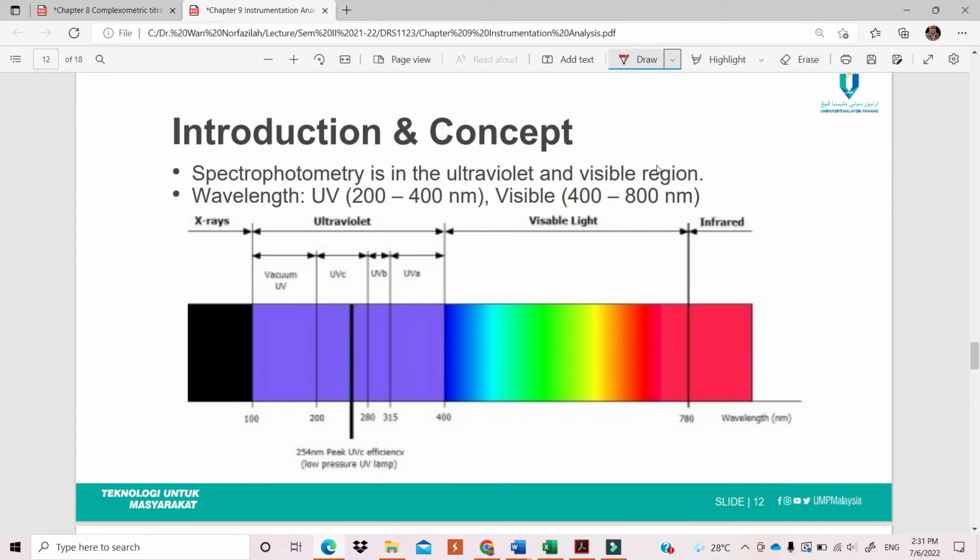Okay. So spectral methods. Sometimes we call it spectrophotometry. These are the instruments under spectral methods in the ultraviolet and visible region. Those in ultraviolet and visible light, we call them spectrophotometry instruments. So this is the wavelength of UV and visible light. Yang ni tak perlu hafal lah, you just faham. Yang ni semua adalah light, with different wavelengths. Those that you can see with your eyes is visible light.